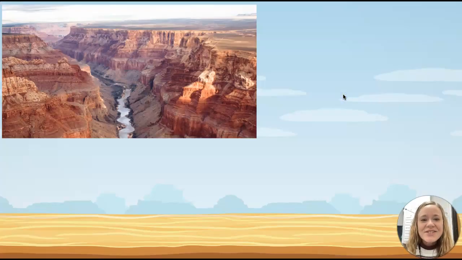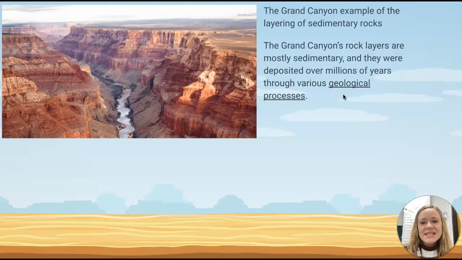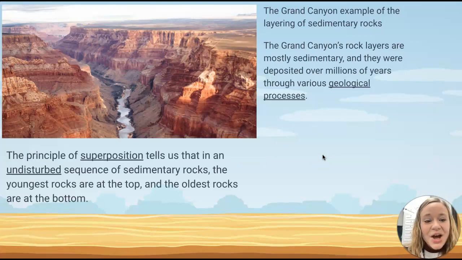Our Grand Canyon is a great example of sedimentary rocks. It is lots of layers of sedimentary rocks, and it tells us about Earth's history and what happened in that area through different geological processes. We are going to use the principle of superposition to learn more about how younger rocks are at the top and the oldest rocks are at the bottom.